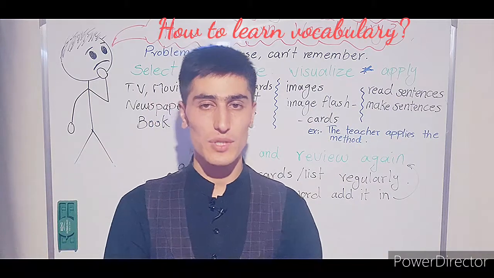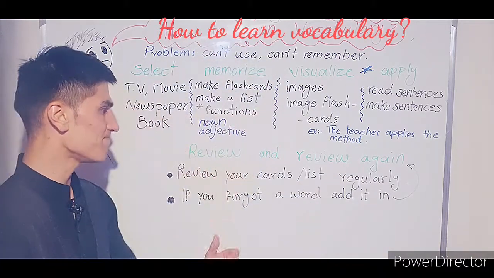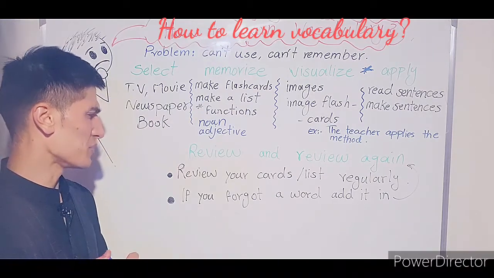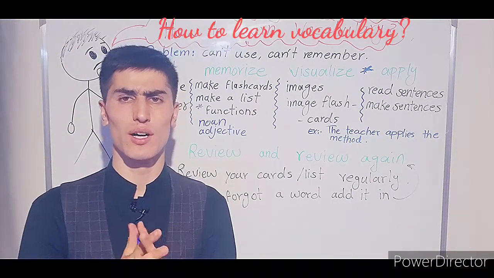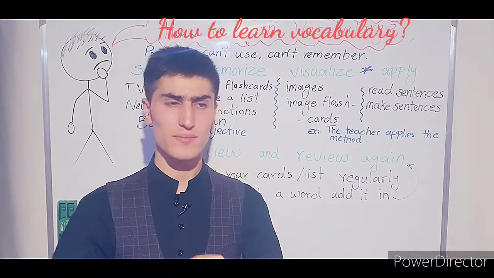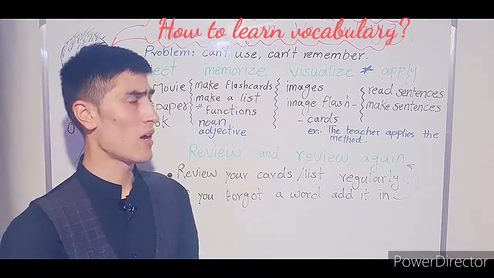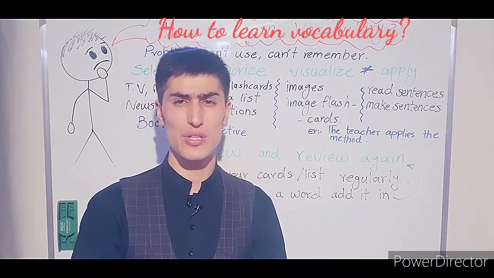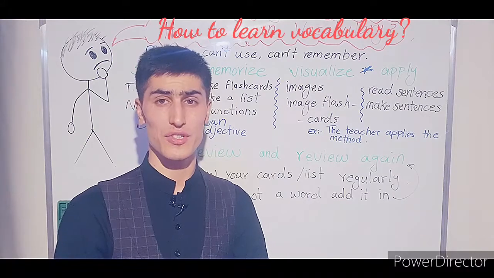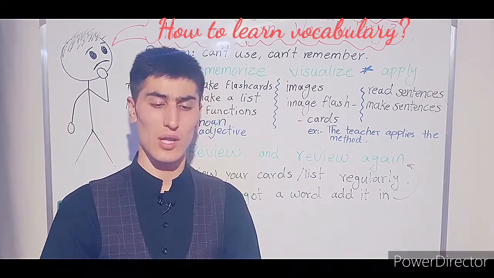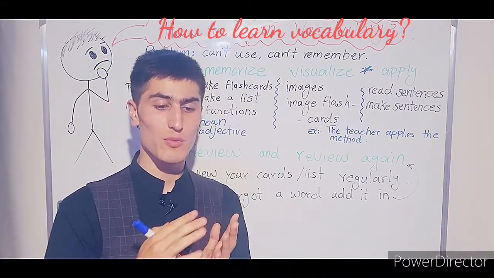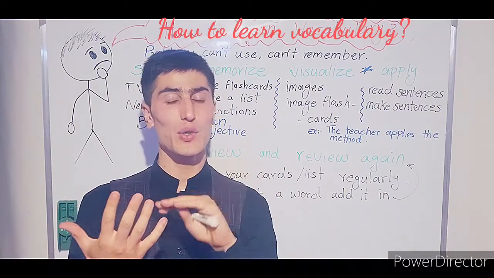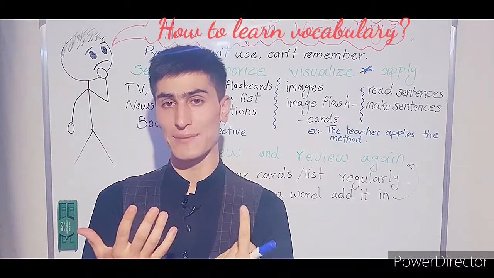So here we come to the last step, which is review and review again. So how to review the words that you memorized and you applied all the steps and you continued. The last step that you have to do is to review the words. You should do it regularly. For example, you memorized the words 6 days a week. So after the 6 days, you have to review the words on the 7th day.